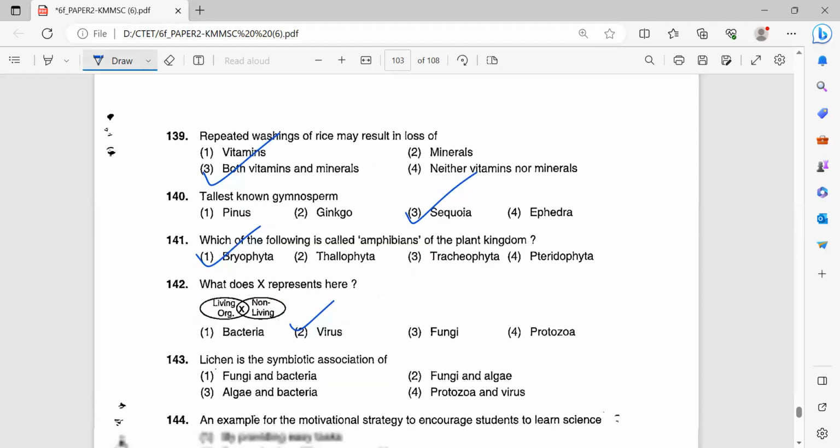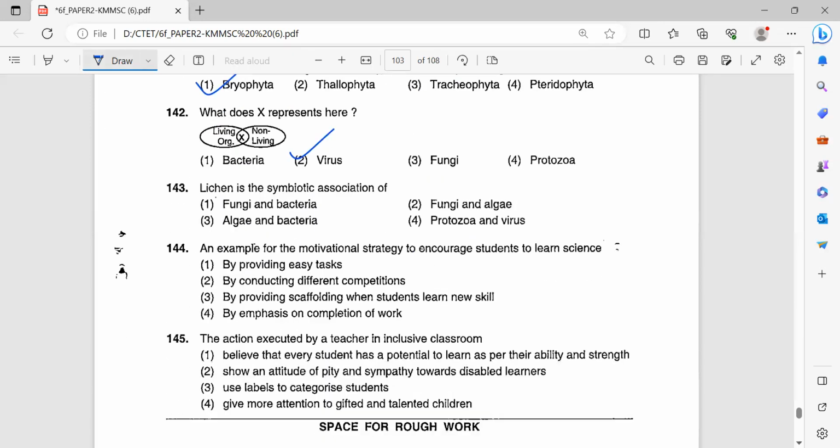Next question. Lichen is a symbiotic association of, very easy question, algae and fungi. Now pedagogy will start.